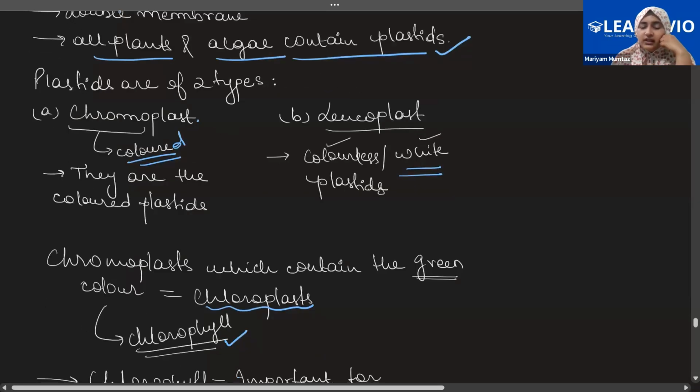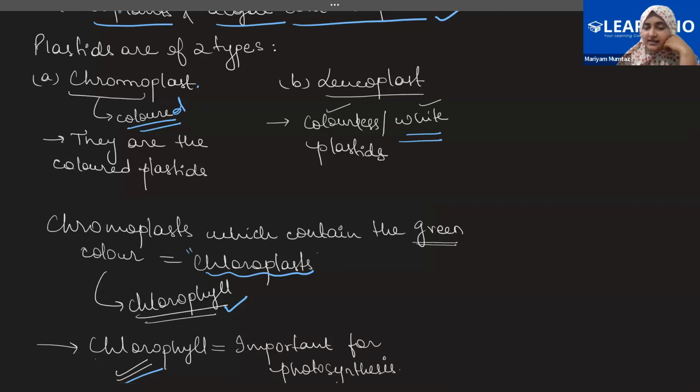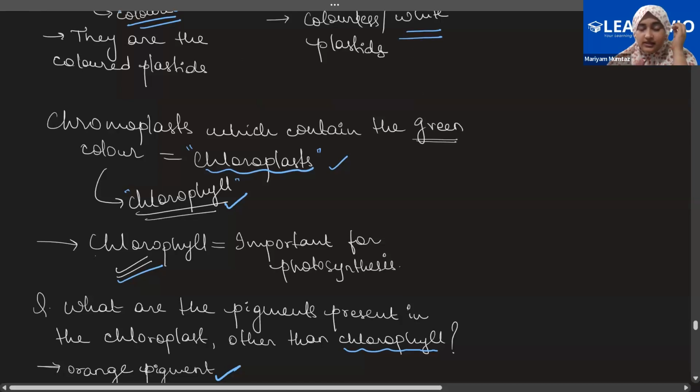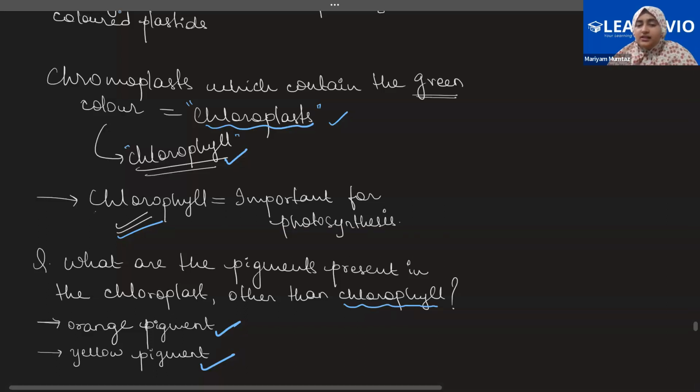Now, the chromoplasts which contain the green color pigment are known as chloroplasts. What is the name of the pigment? It is chlorophyll. So the chlorophyll-containing chromoplasts are known as chloroplasts. And we know that chloroplast is very important for photosynthesis, because chlorophyll is important for photosynthesis. Do you know why chlorophyll is so important? What does it do?